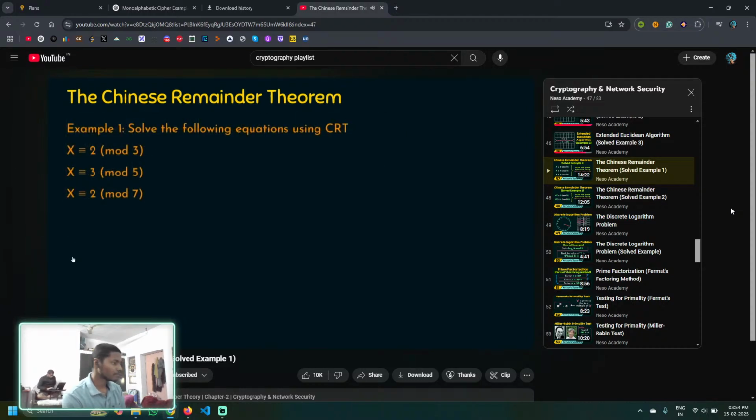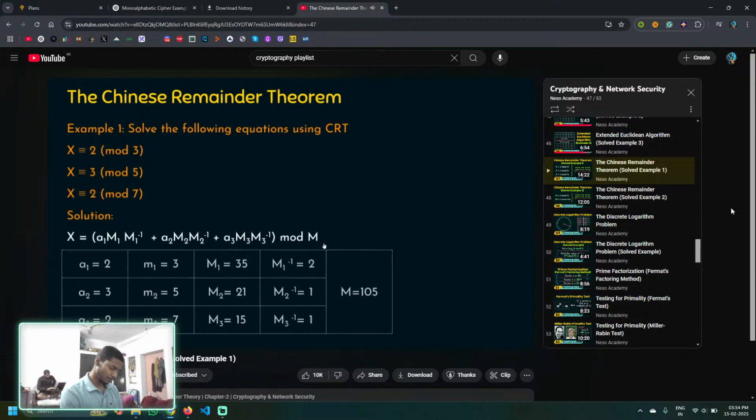Let's solve it now. So the given question is here and we are going to solve x is equal to a1 capital M1 inverse plus a2 capital M2 inverse plus a3 capital M3 inverse, the whole mod m. I'll bring the table from the previous slide. So this is the value. I'm going to take this and place it here.